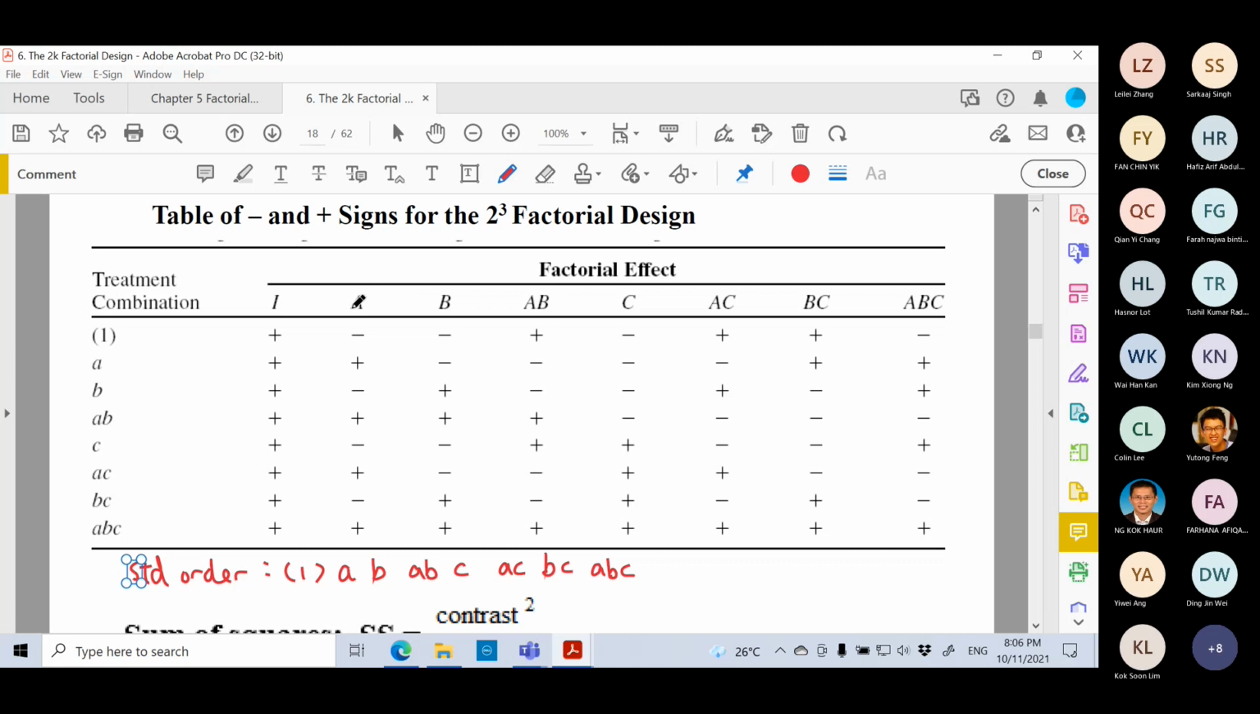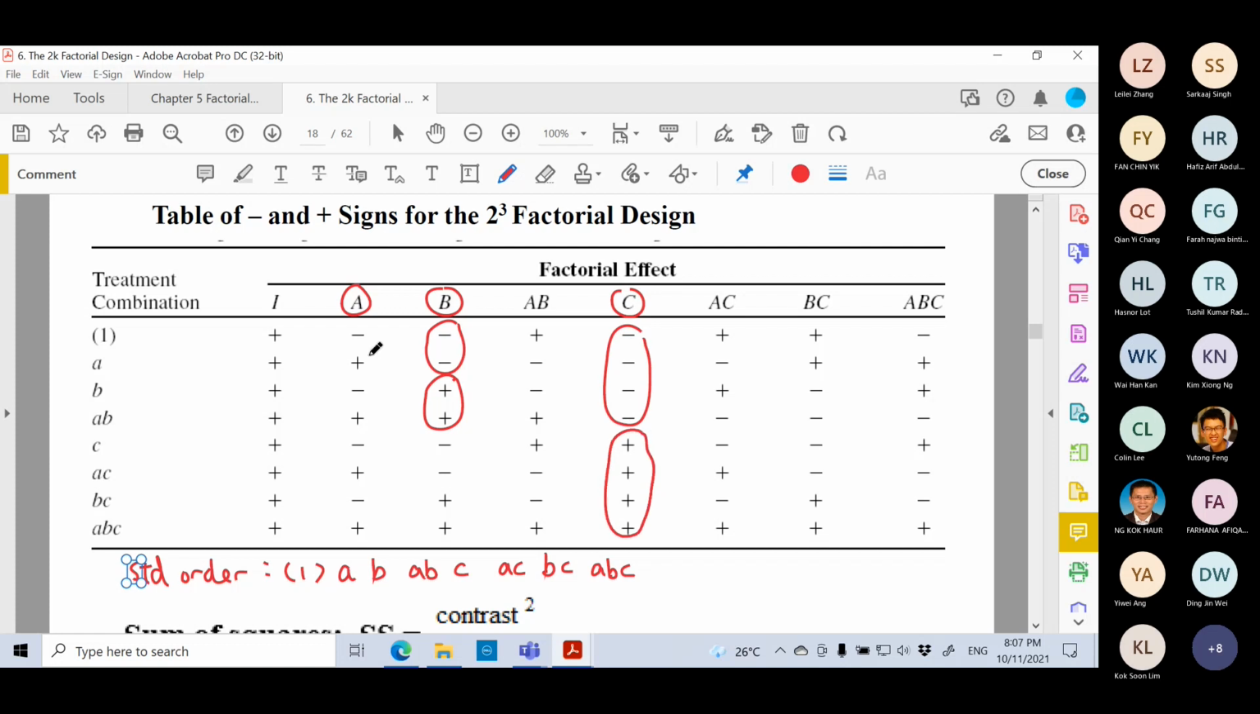As I mentioned to you, if you list down the factor A, you can see there is 1 negative, 1 positive, 1 negative, 1 positive, and so on. If you list down the B, you have 2 negative, 2 positive, 2 negative, 2 positive. When you go to the factor C, you have 4 negative, 4 positive. So you can see that if you list down the A, B, C side by side, you have for A: 1 minus, plus, minus, plus; for B: 2 minus, 2 plus, 2 minus, 2 plus; and for C: 4 minus, 4 plus.